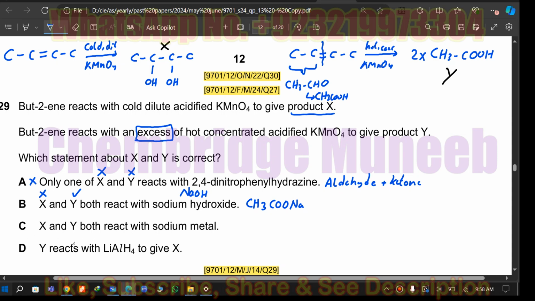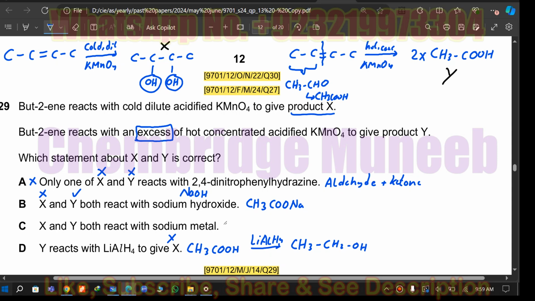Now option D. Option D says Y reacts with lithium aluminum hydride to give X. Y is ethanoic acid. Ethanoic acid, when reacted with lithium aluminum hydride, LiAlH4, gives ethanol as a result, CH3CH2OH. However, the compound X contains 2 hydroxyl groups, which does not match this product, so it is not the right option.